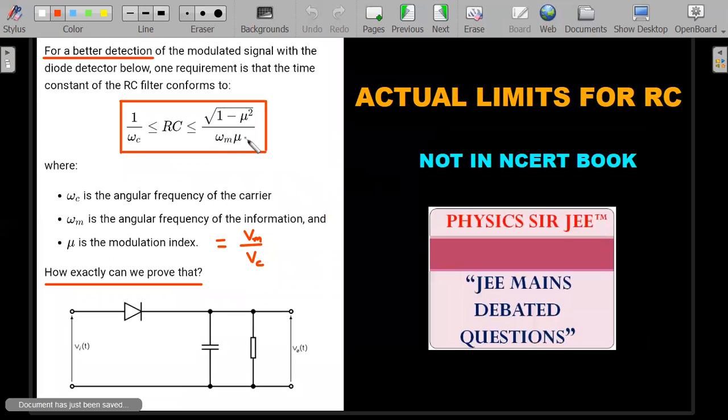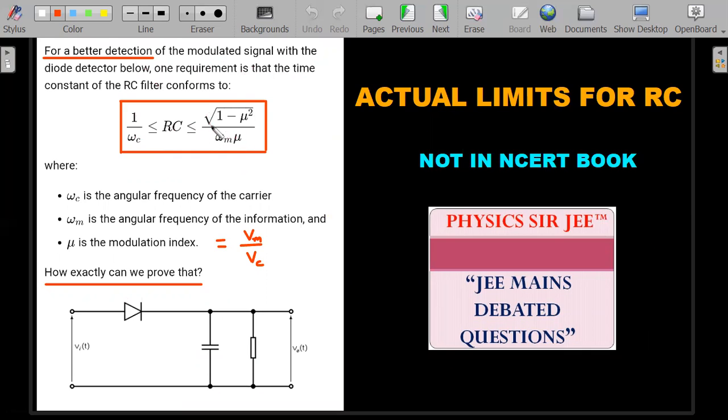Just give me the result first and then we'll try to prove it. For better detection of the modulated signal with the diode detector below, one requirement is that the time constant of the RC filter conforms to this. So 1 by omega C is fine, but that 1 by omega M thing that I wrote in the previous slide should have a better condition.